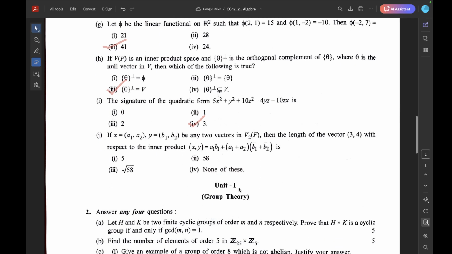Next question J. If X equal to the ordered pair (A1, A2), Y equal to the ordered pair (B1, B2), are any two vectors in V2(F), then the length of the vector (3, 4), with respect to the inner product of X, Y equal to A1 B1 bar plus (A1 plus A2) into (B1 bar plus B2 bar), is what?